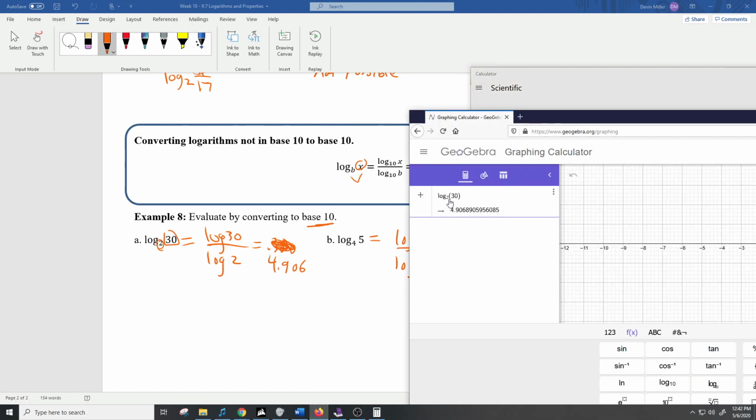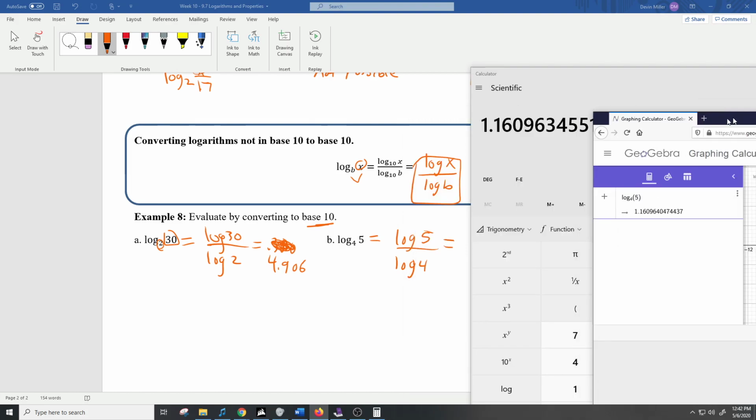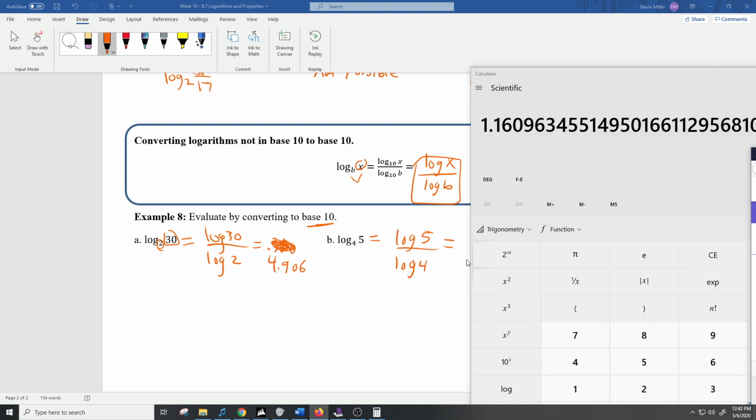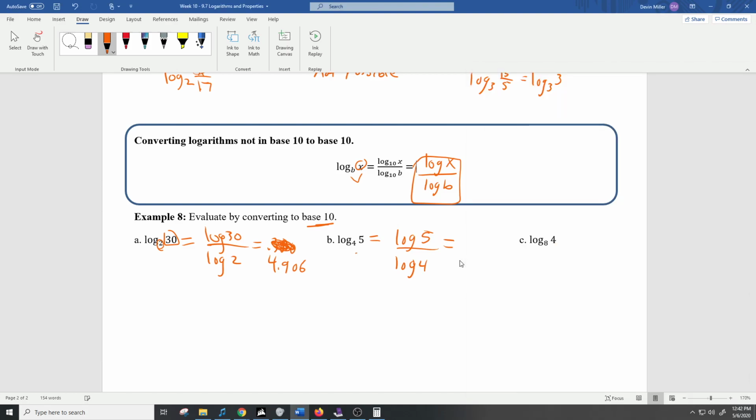So I'm changing this to 4, and this to 5. 1.16. Okay, we got the same thing. So it does work.